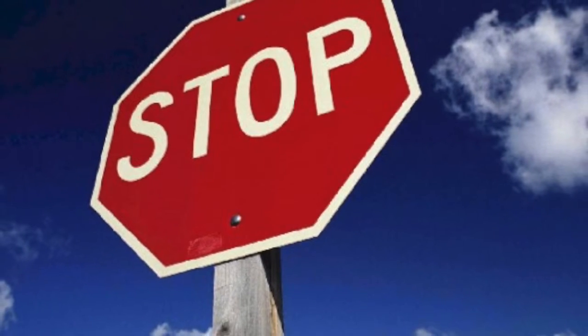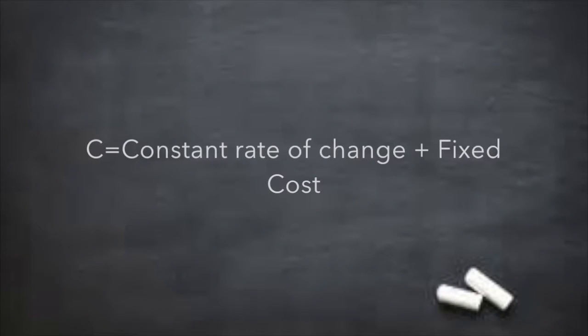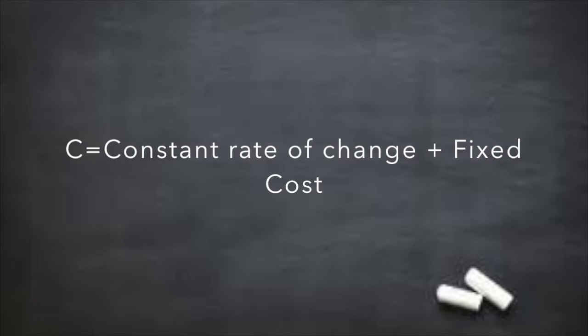But wait, we're forgetting. That's just my average rate of change. We also have what are fixed costs. So a linear equation is a consistent rate of change plus my fixed costs.